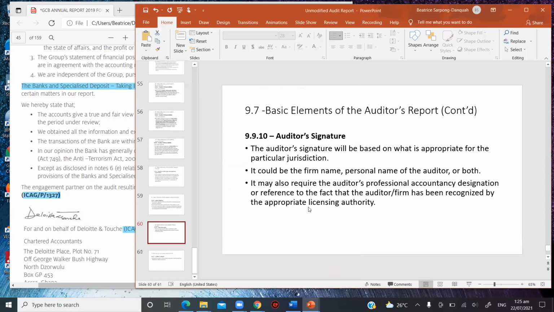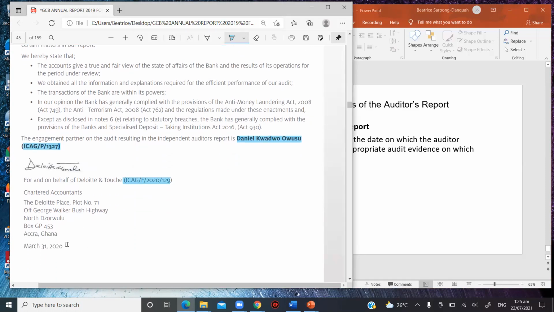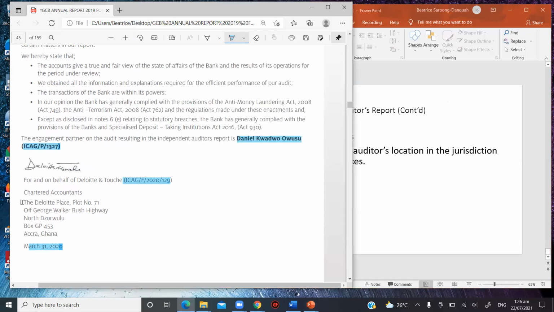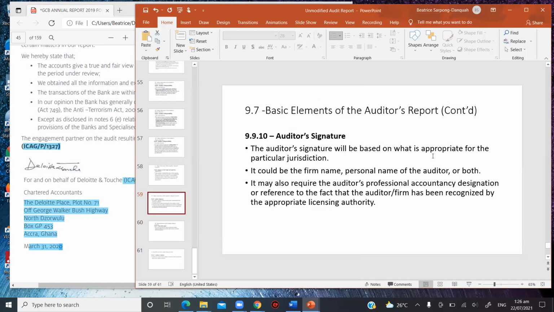After the signature, the date that the audit report was signed will be there. So in this one, what's the date? 31st March 2020. Then after the date, we have the auditor's address. So this is the auditor's address for Deloitte & Touche. The address is here, the Deloitte Place, plot number 71, and so on. So that's the address. This is the end of the basic elements of an audit report.